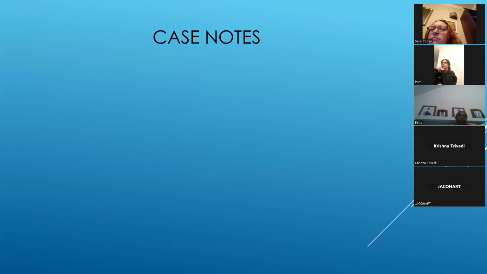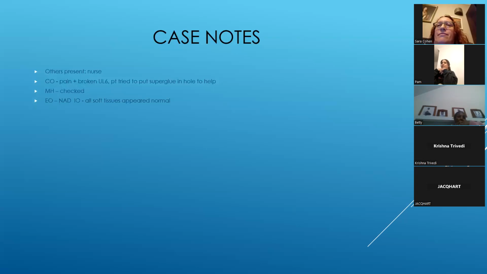So moving on, case notes. We've got a couple of cases. Others present than the nurse. Right. That was actually what was written. At least ask the lady's name. Pain and broken upper left 6 patient. Tried to put super glue in the hole to help. Okay. Medical history checked. Should have used the tab. Extra or intra, all NAD, whatever.